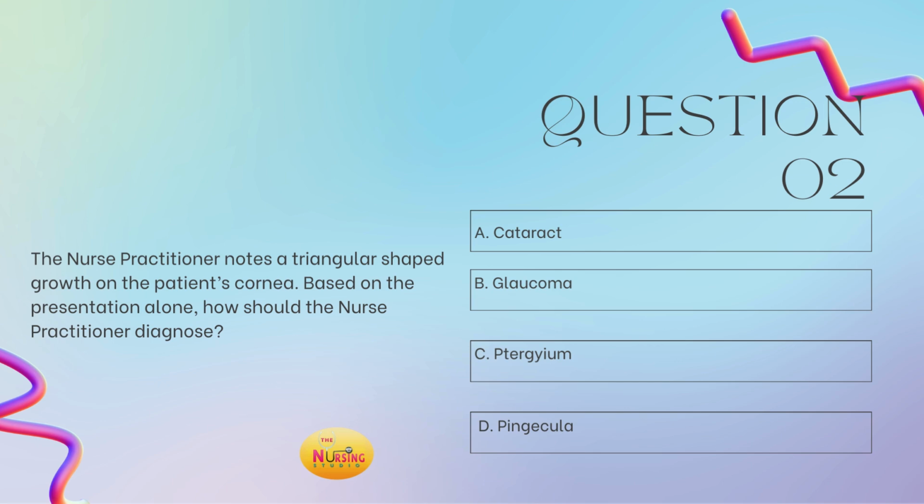All right, so here's some of the question states. Based on the presentation alone, how should the nurse practitioner diagnose? And I tell you, if it's asking for a diagnosis, you need to run it back and see what the assessment findings are. So here, the nurse practitioner notes a triangular shaped growth on the patient's cornea.